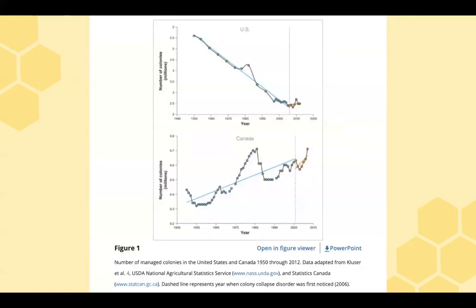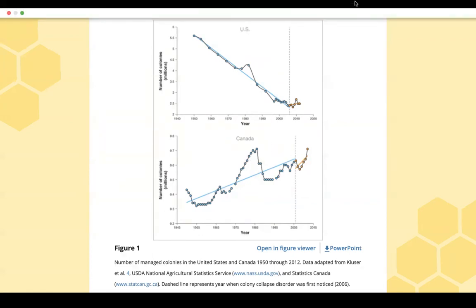In this figure, we see the number of colonies in the millions in the United States and Canada. In the top graph, we can see that there's been a decrease since 1950 up until the 2010s. And in Canada, we can see there is a slight positive increase in colonies, and that in the US, they are mostly trending downwards.